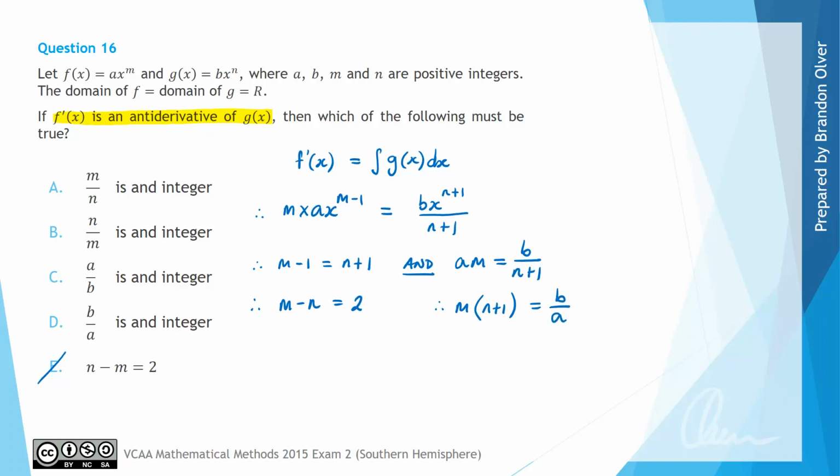So from there we know that m is an integer and n plus 1 is also an integer. So we have two integers multiplying each other, which will give another integer, which is equal to b divided by a. So therefore b divided by a is an integer, making D the correct statement.